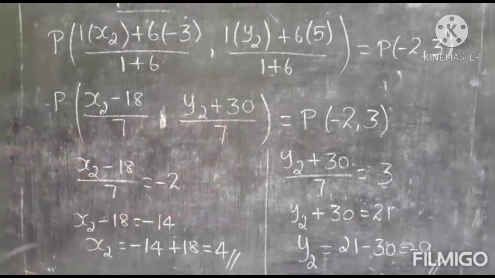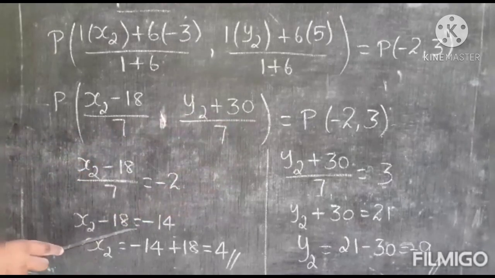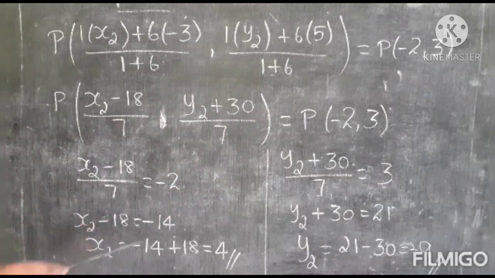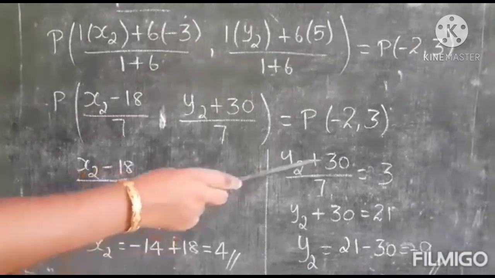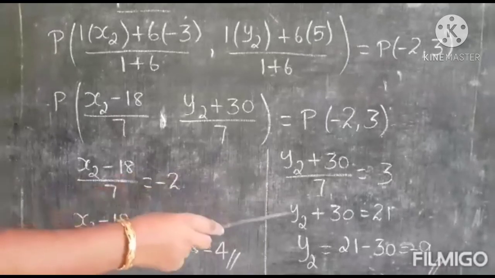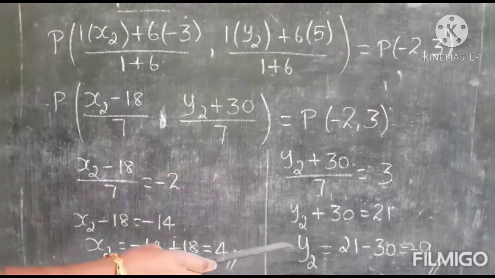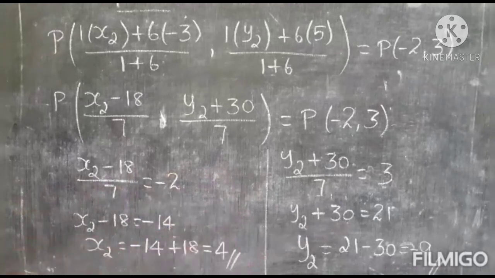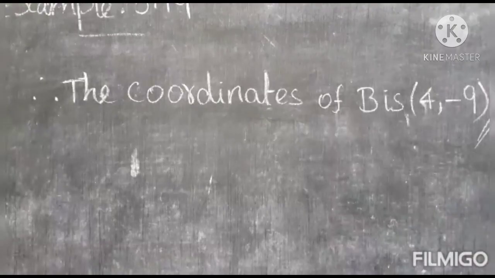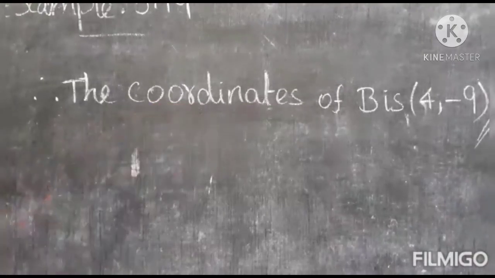By solving these, we get x2 minus 18 is equal to 7 into minus 2, which is minus 14, which implies x2 is equal to minus 14 plus 18, which is equal to 4. Then (y2 plus 30) by 7 is equal to 3, which implies y2 plus 30 is equal to 7 threes are 21, which implies y2 is equal to 21 minus 30, which is equal to minus 9. Therefore, the coordinates of B is (4, minus 9).